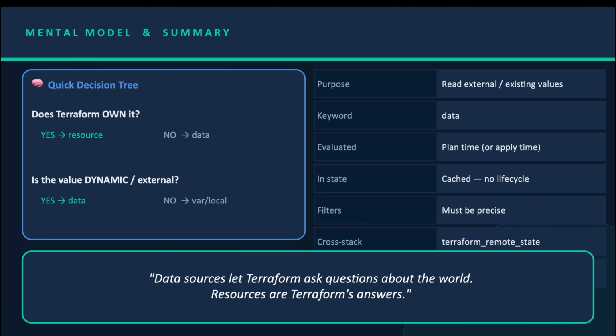Last one, mental model and summary. Two quick decision questions before you reach for a data block. Does Terraform own this thing? If yes, it's a resource. If no, then it's a data block. Is the value dynamic or coming from outside the config? Yes for data, no, use a variable or local.